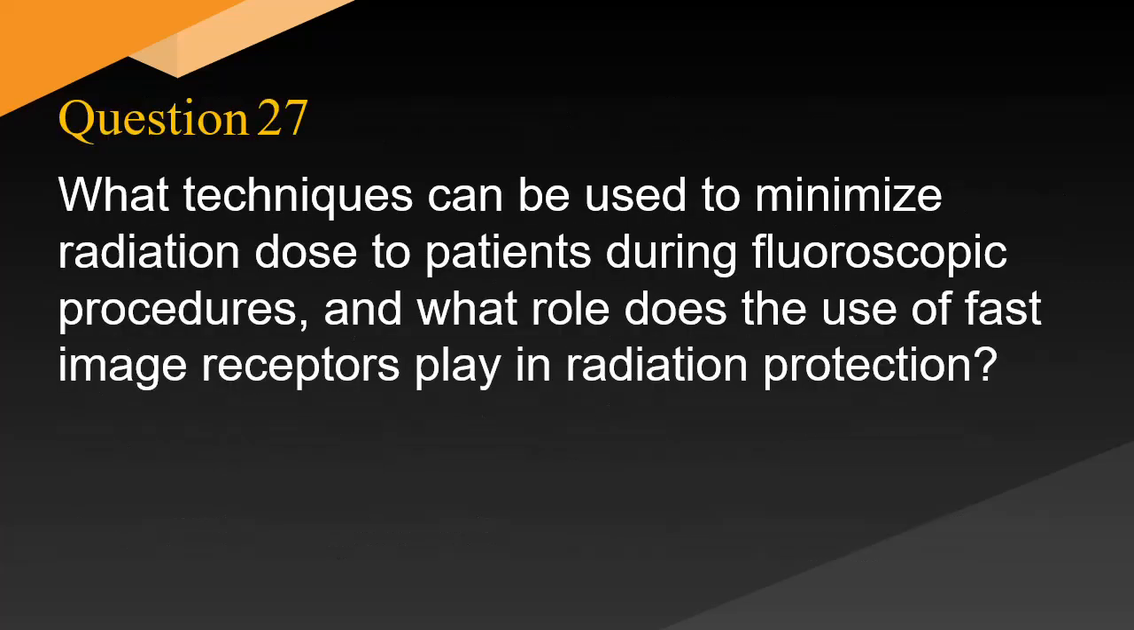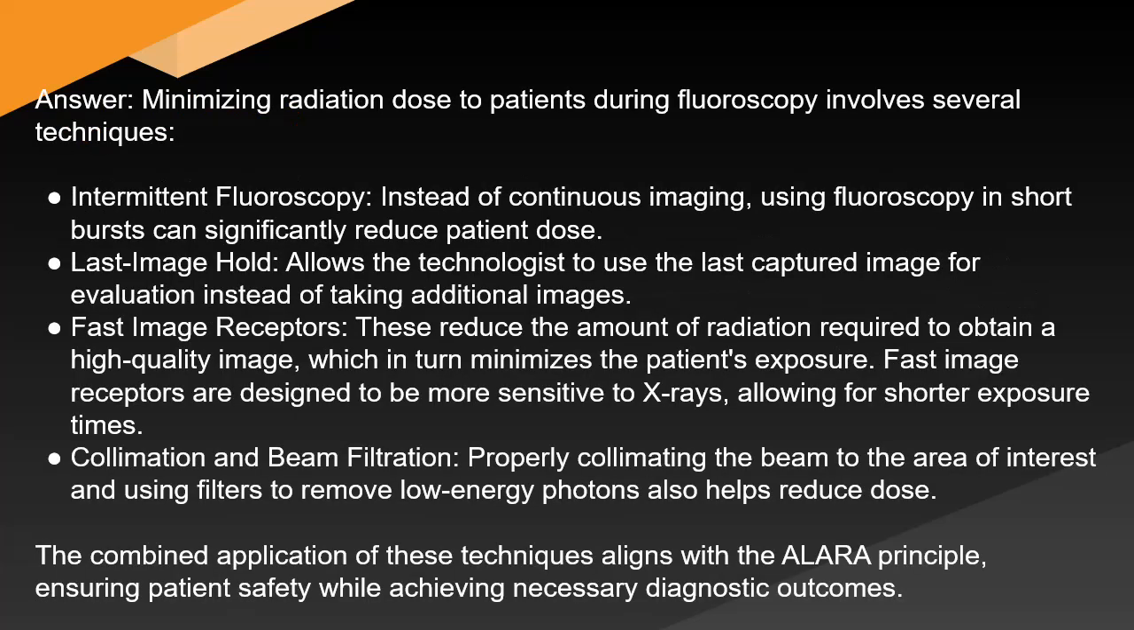safety. What techniques can be used to minimize radiation dose to patients during fluoroscopic procedures, and what role does the use of fast image receptors play in radiation protection? Answer: minimizing radiation dose to patients during fluoroscopy involves several techniques. Intermittent fluoroscopy: instead of continuous imaging, using fluoroscopy in short bursts can significantly reduce patient dose. Last image hold allows the technologist to use the last captured image for evaluation instead of taking additional images.